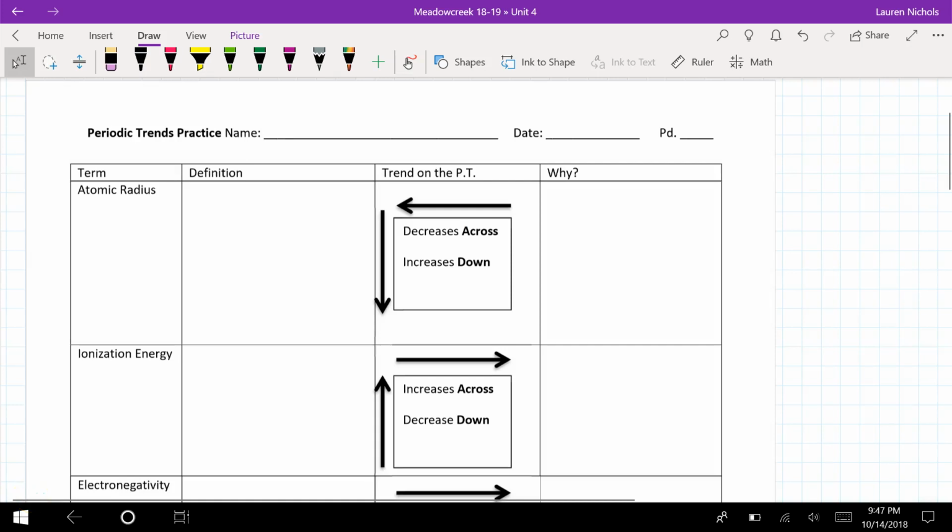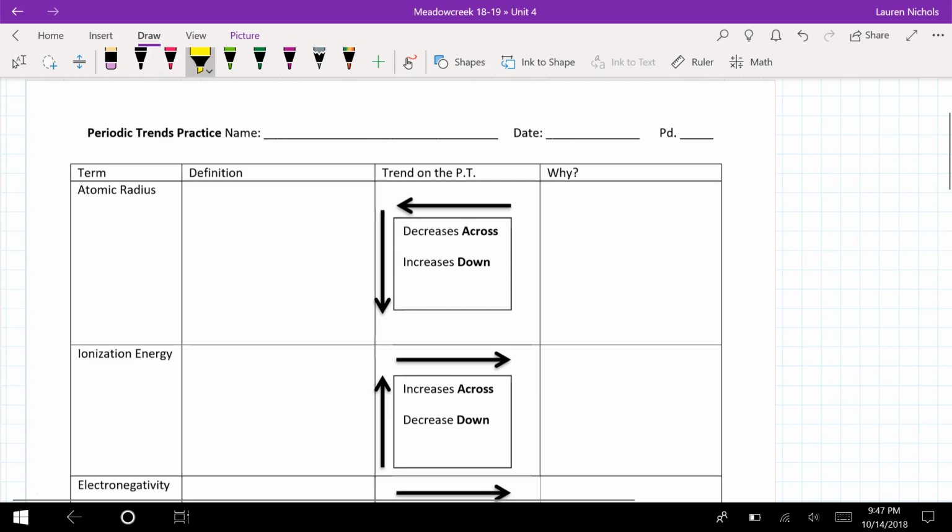Guys, let's go ahead and review our periodic trends, because I know it's been a while since I've made one of these videos for y'all, and you have a test and your midterm coming up this week. So we want to make sure we are fully prepared.